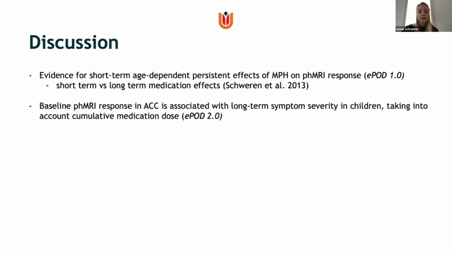As for predicting clinical outcome, we found that the baseline pharmacological MRI response in the ACC could predict long-term ADHD symptom severity in children when cumulative medication dose was taken into account. This suggests that the baseline pharmacological MRI response as a proxy of the dopamine response can be informative of subsequent outcome. And the reason that this might be the case could be that it has some prognostic value, could be because it's possibly predictive of the maturation of connections in the frontal striatal circuit.